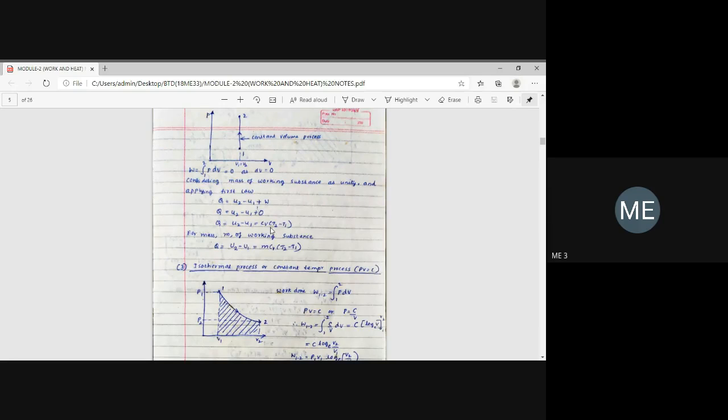In the problem they'll ask: find out how much work done and how much heat transfer takes place during a constant volume process. Work done is 0, directly put 0. And if they ask the amount of heat transfer, it is the product of Cv into T2 minus T1, or U2 minus U1. This is the second process.